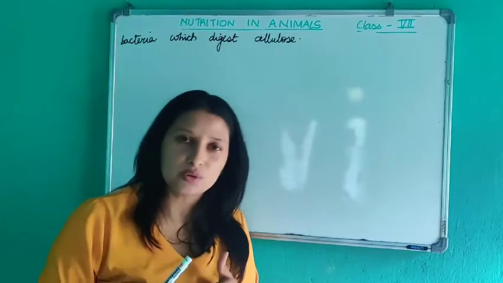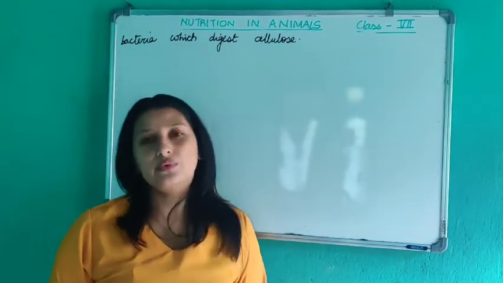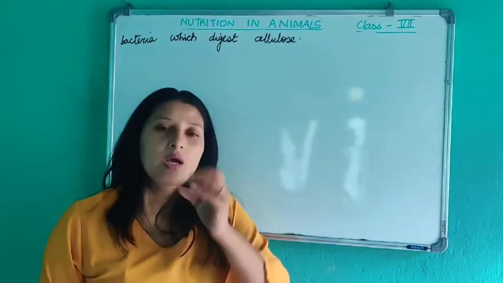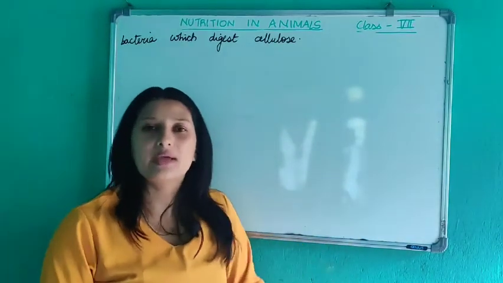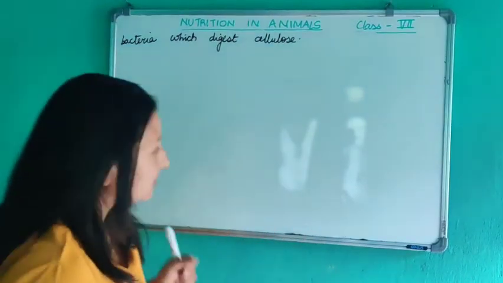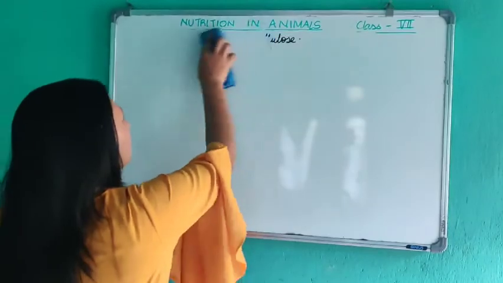First they quickly swallow it, it goes into the rumen where it is partially digested, then it is known as cud. That cud comes back to the mouth, the animal chews it, again swallows it, goes to the cecum where it is digested. Alright, now let us talk about digestion in amoeba, okay.